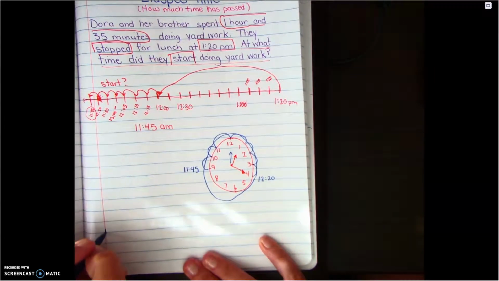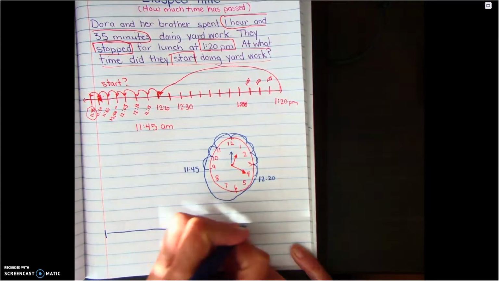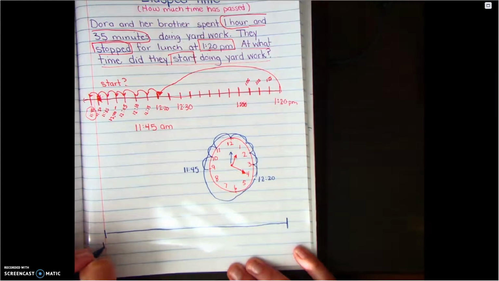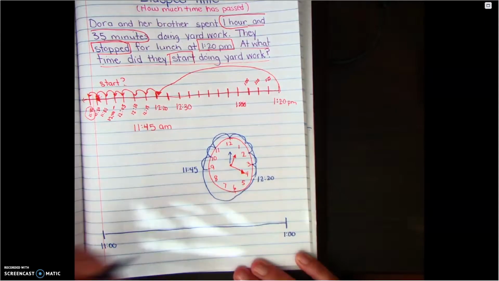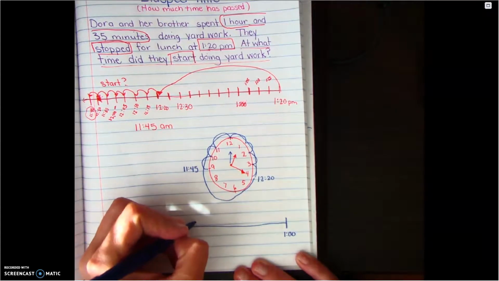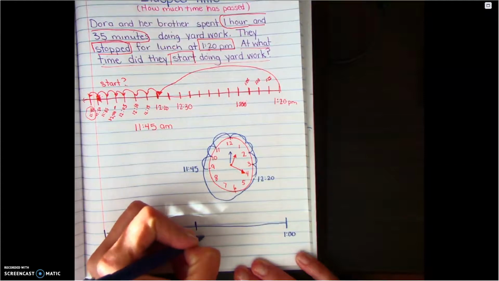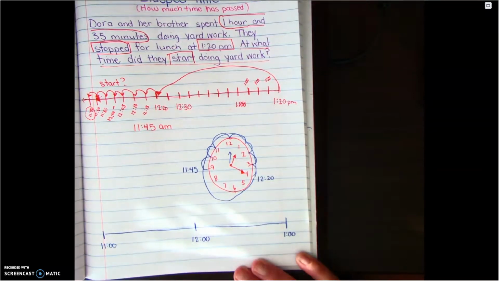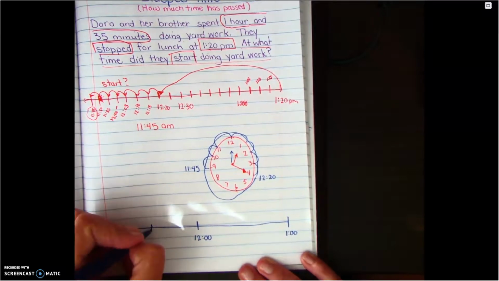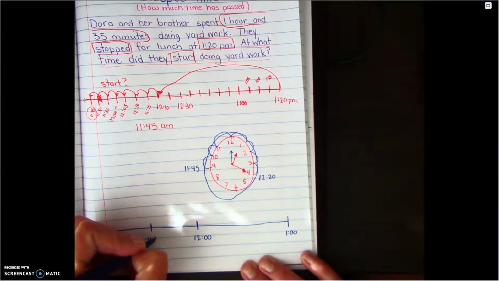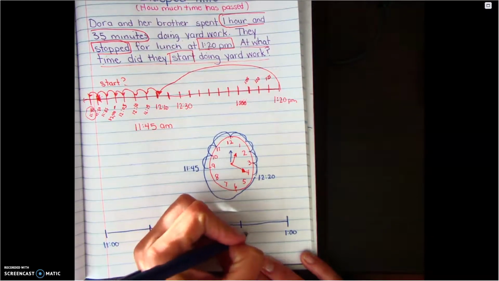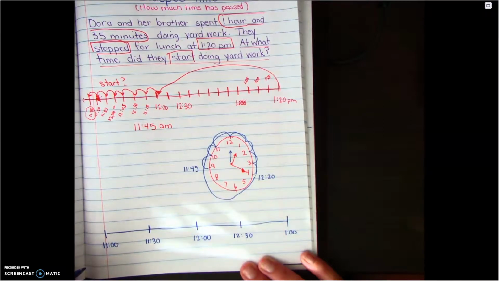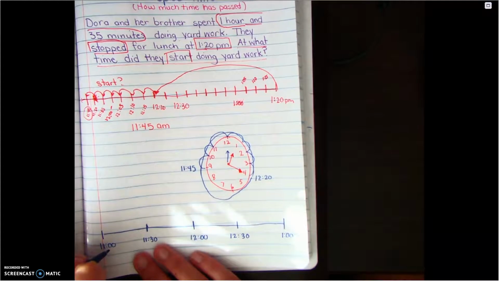I'm going to just draw my line here. And I'm going to go from 11 o'clock to 1 o'clock. Okay? And so in the middle is going to be 12 o'clock. And I usually try to do my o'clocks. And then I know that halfway is 11:30. And then halfway here is 12:30. I want to do my big numbers first. And then within here, that's 30 minutes.